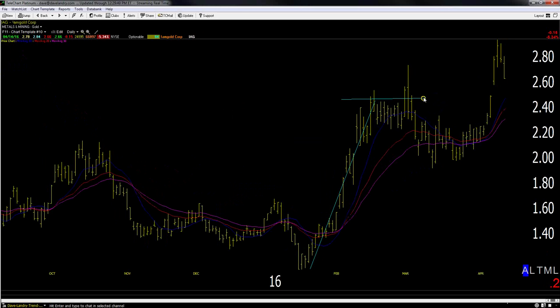Yeah, it's going to have to pull back, and if it pulls back, it'll be pulling back into the prior base. So I think you could find something else in gold. I'm pretty sure you can.